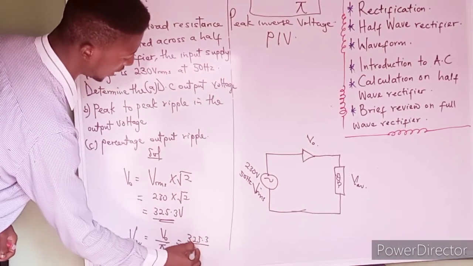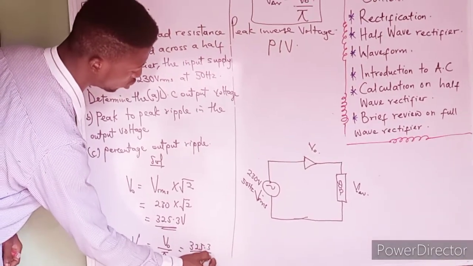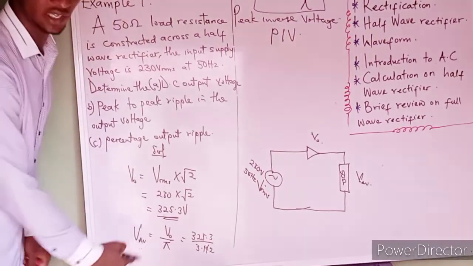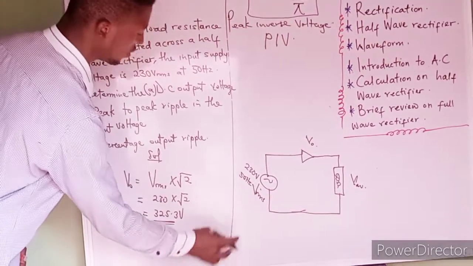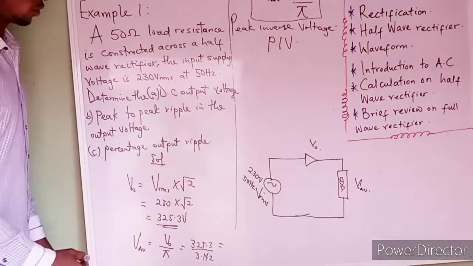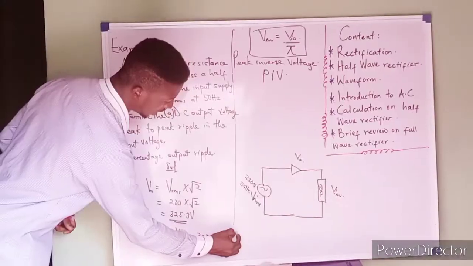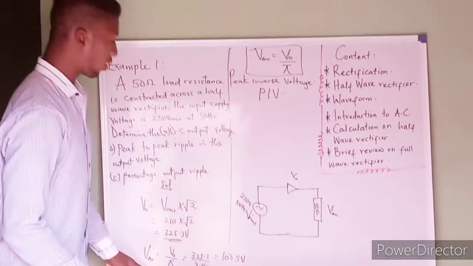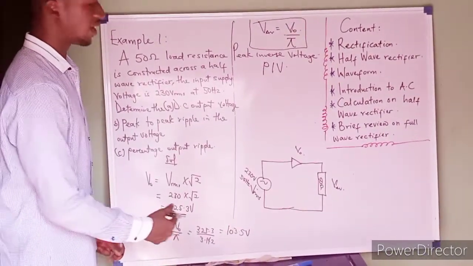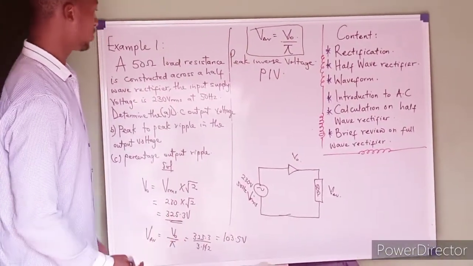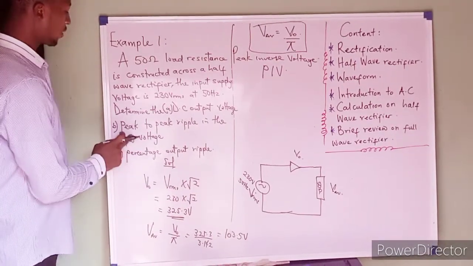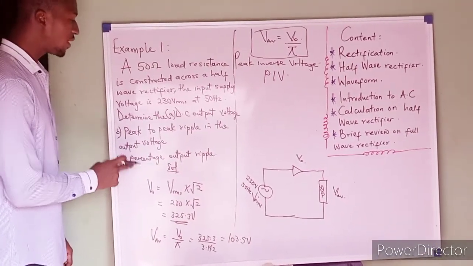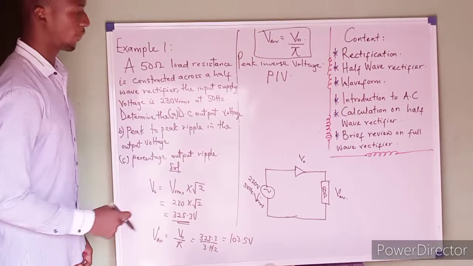325.3 divided by 3.142, because pi is 3.142. Now let's divide. When you divide, we have something like 103.5 volts as our average voltage, which is our output voltage. So that is our output voltage. Now here we are asked to get the peak to peak ripple.